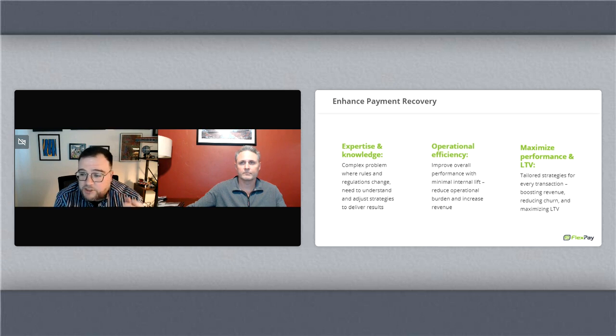They allow for operational efficiency. Because you're not needing to do this internally, you can leverage your internal resources to do other things that are more relevant and more impactful for your business on a day-to-day basis. And you can leverage the expertise that providers like FlexPay have to help you grow and improve your processes overall.